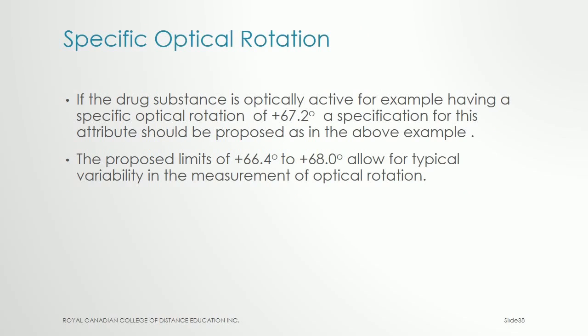Specific optical rotation. If the drug substance is optically active, for example having a specific optical rotation of plus 67.2 degrees, a specification for this attribute should be proposed as in the above example. The proposed limits of plus 66.4 to plus 68.0 degrees allow for typical variability in the measurement of optical rotation.